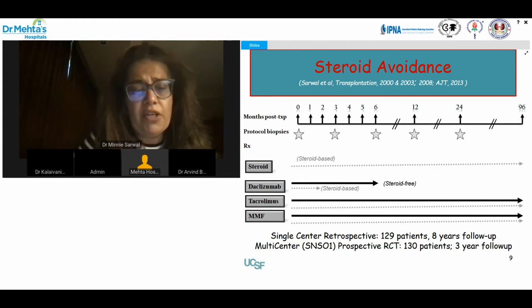All patients were on the same immunosuppression, which consisted of tacrolimus and MMF maintenance therapy. So people on the steroid-based arm would end up with 3 drugs, steroids, TAC, and MMF, whereas patients in the steroid avoidance arm would end up with just 2 drugs, TAC and MMF. And I know that Dr. Bagga has had experience using this protocol with some success.